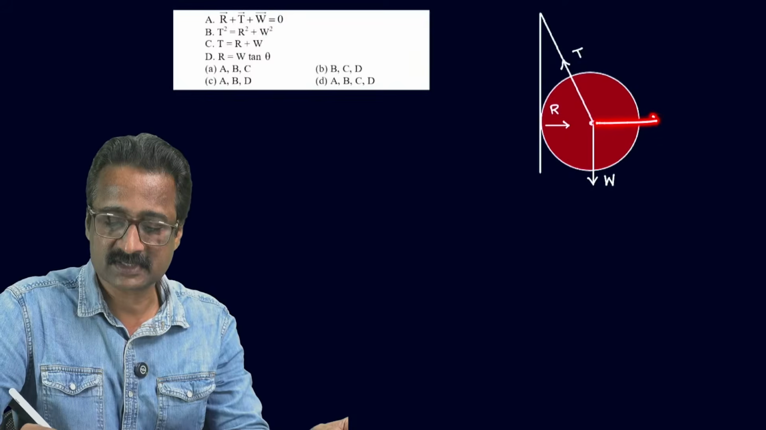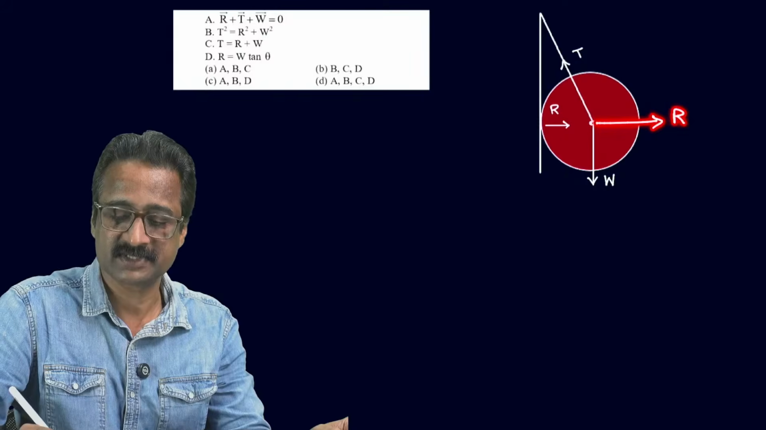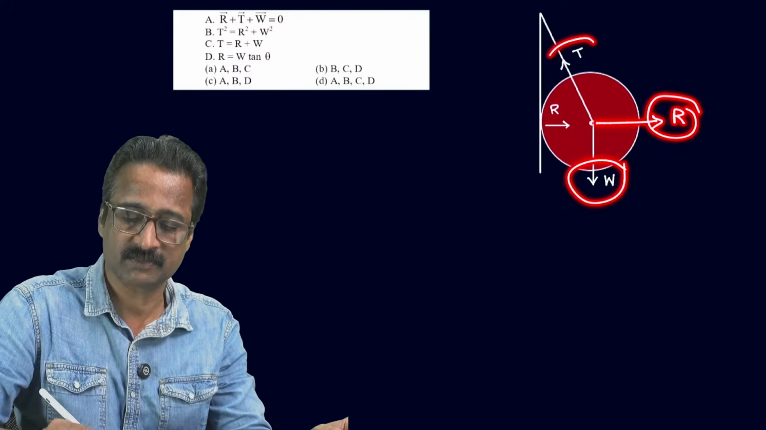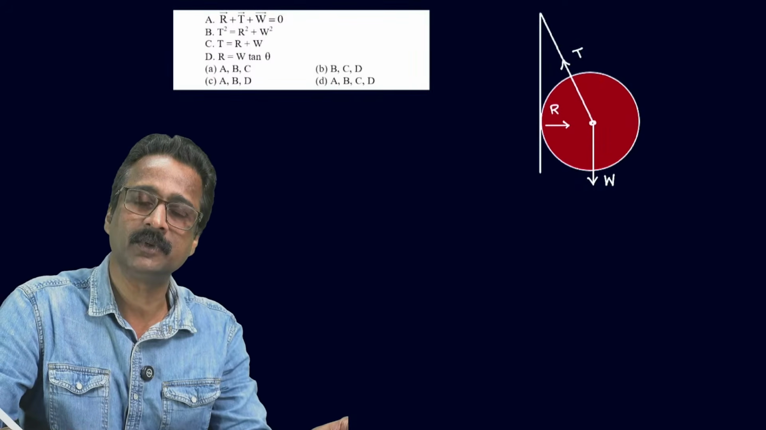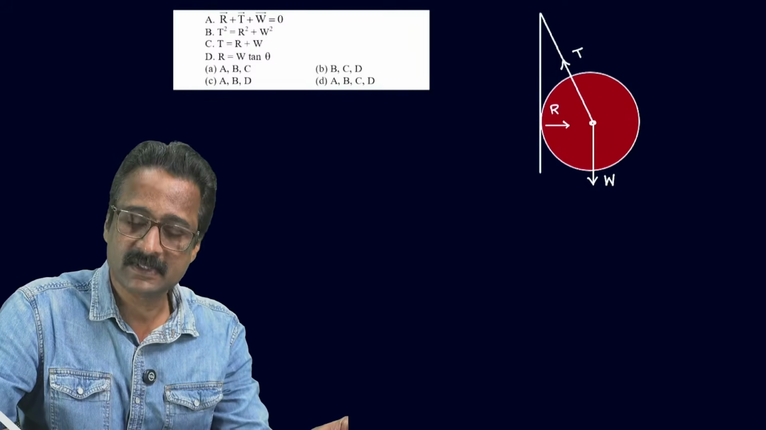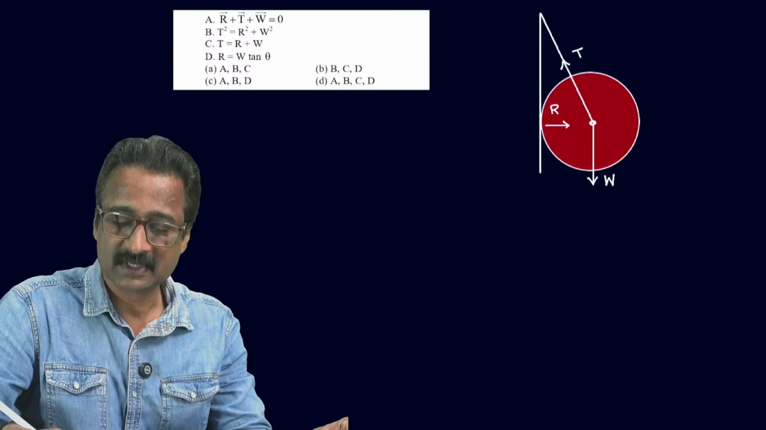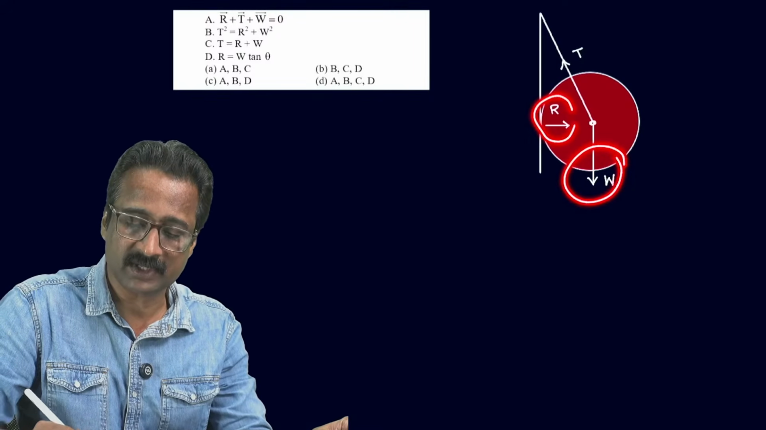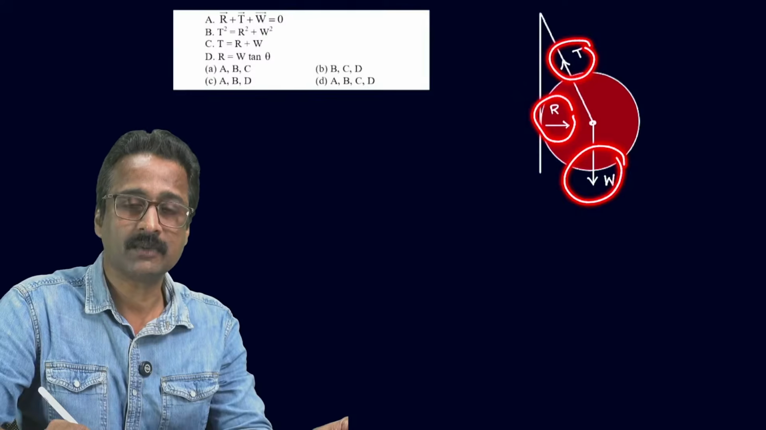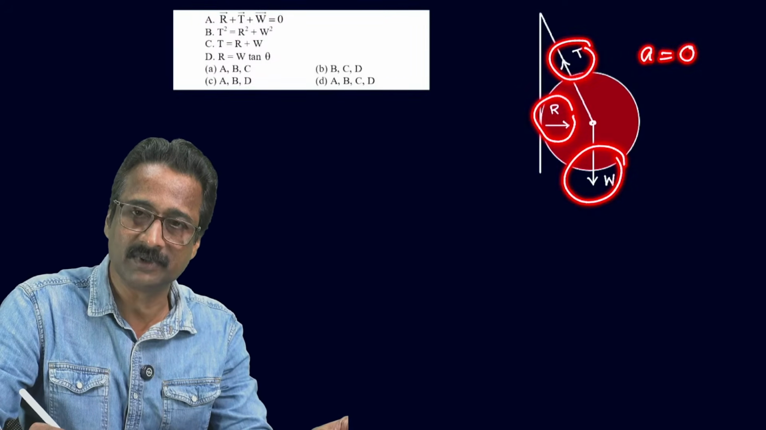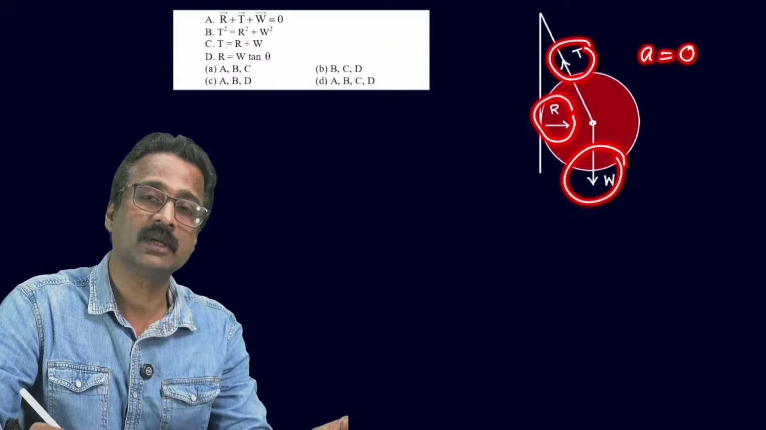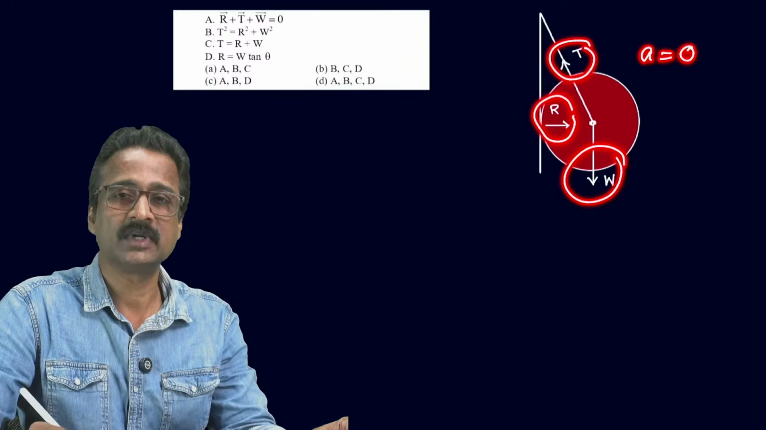All right, this is the reaction, direction of reaction. So these are three forces acting on this body. Now the first statement, let us see. R plus T plus W equal to 0. See, this body is in equilibrium. There are three major forces acting on it, W, R, and T. Now, since the body has no acceleration, or it is in equilibrium, the net force acting on the body must be 0. Now, what's the net force?